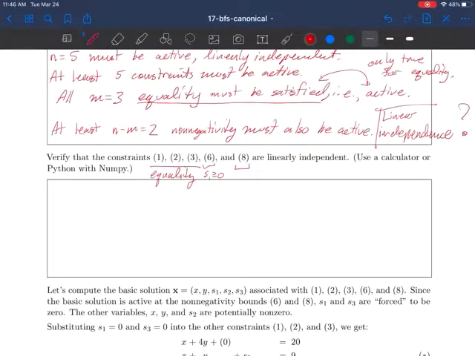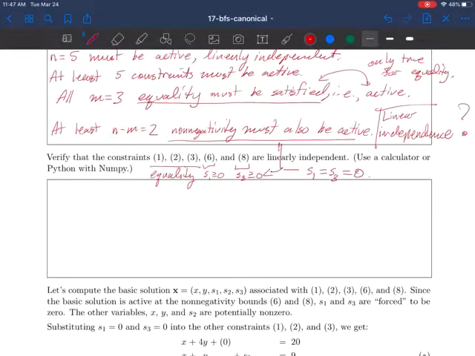6, well, what is 6? 6 is S1 greater or equal to 0. 8 is S3 greater or equal to 0. So for these to be active, well, what does that mean? For a non-negativity constraint to be active, this means these variables, S1 will equal S3 will equal 0. An active non-negativity constraint is the same as setting a variable equal to 0. That's a crucial thing I want you to keep in mind.